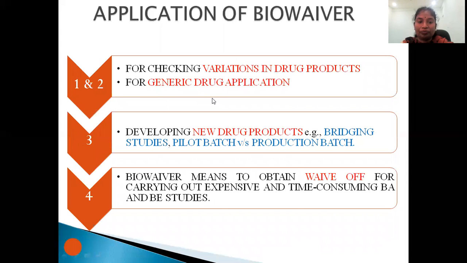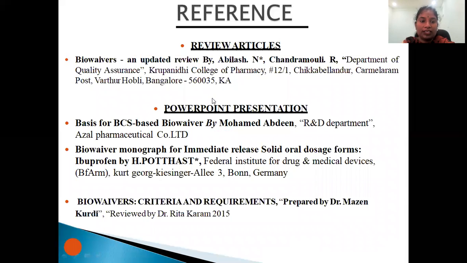Next are the references I used. With this, the biowaiver procedures are completed.